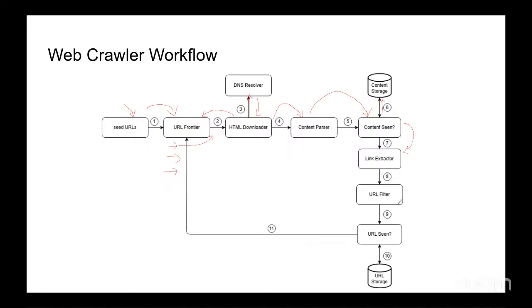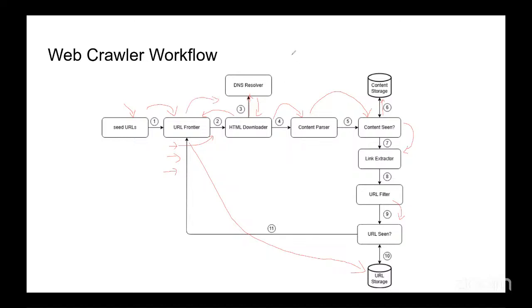And then it will go to the URL seen. URL seen will see if the link is already present in the URL storage or it is already being visited. If it is already visited, it will just discard this. Otherwise, it will store it in the URL storage, and then it will store it in the URL frontier. URL frontier will actually be communicating with the URL storage, right? So it will store it in the URL frontier, and now URL frontier can start crawling the next web page.